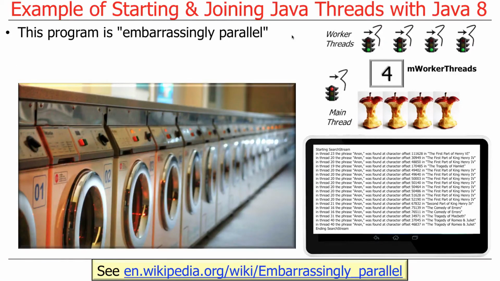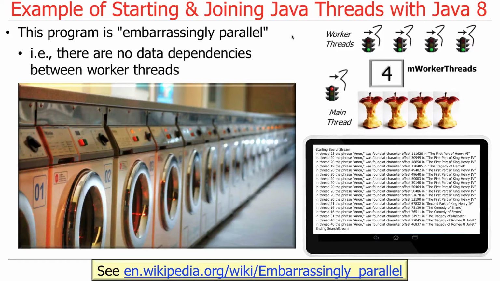OK, this is an example of something called an embarrassingly parallel program. What does it mean to be embarrassingly parallel? You may have heard the phrase, an embarrassment of riches, which means you have so much of something, it's embarrassing. So maybe Bill Gates has an embarrassment of riches, or Mark Zuckerberg does. What it means in this context is that there are no data dependencies between threads. Each thread can run independently, and the computations they perform never conflict or interfere with each other. As a result, you can run them very efficiently on multiple cores.